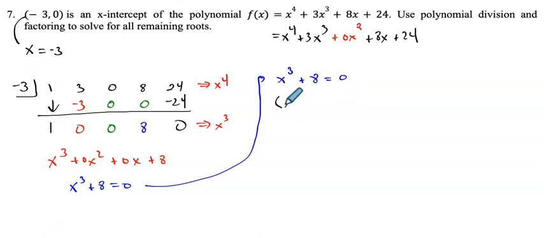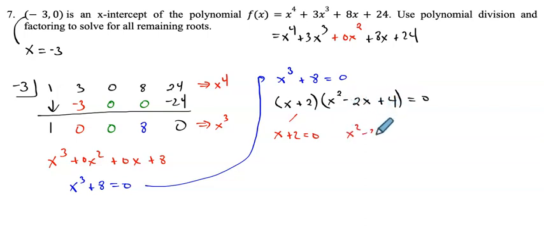Okay, so this is going to factor into x plus 2 times x squared minus 2x plus 4. Alright, so you can recall your formula for this. And then once we're here, x plus 2 you can set equal to 0, and x squared minus 2x plus 4 you could set equal to 0.